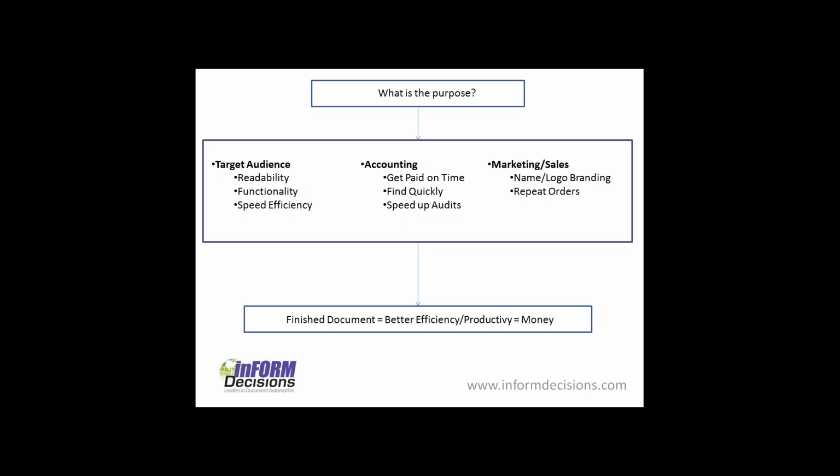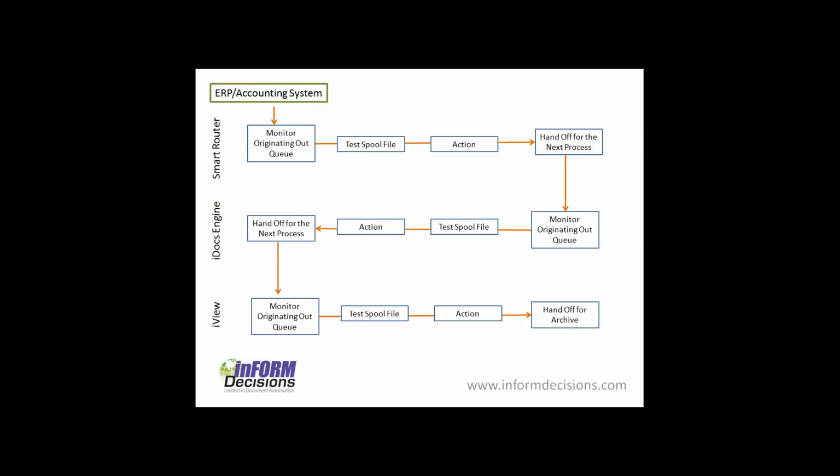So all these things, and there's actually a whole bunch more in there, what they boil down to, as far as the finished document, when you go from printing from a regular spool file to a finished document, is you're going to get better efficiency and productivity, which all translates to money. That's actual more money that you can make and that you're going to be able to save by having some finished products out there.